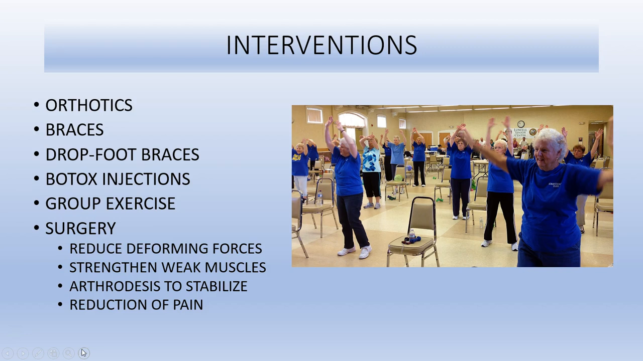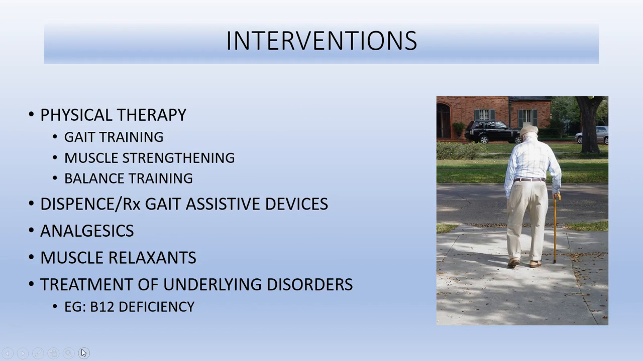Particularly with spastic patients, Botox injections are frequently helpful. Referring patients for group exercise programs is very, very helpful. And there are times when surgery is indicated to reduce significant deformities, to strengthen weakened muscle units. We can provide stabilization of unstable joints or relief of pain by arthrodesis procedures or osteotomies. We can refer patients to physical therapy for balance training, muscle strengthening, and gait training, and I do this routinely.